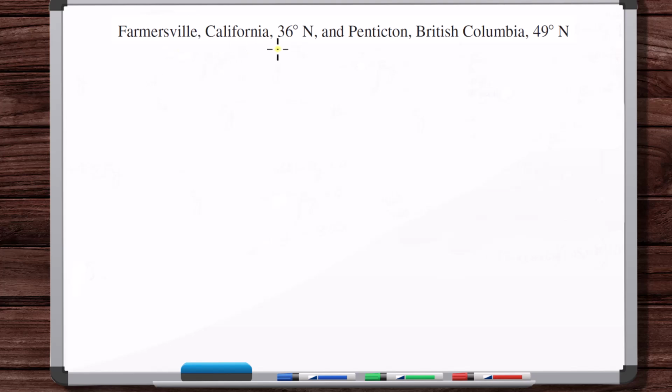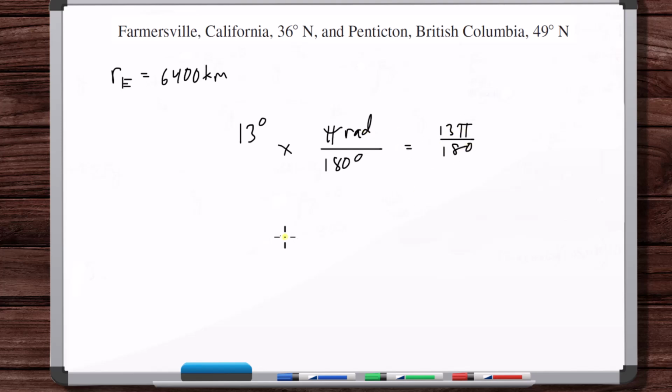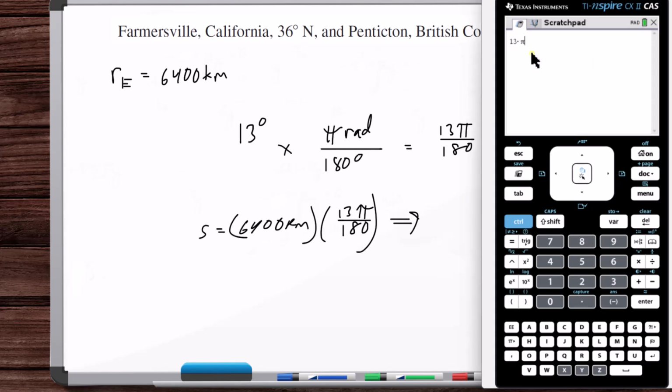Okay, Farmersville, California, which is on the latitude circle 36 degrees north, and Penticton, British Columbia, which is on the latitude circle 49 degrees north. Okay, well, they're 13 degrees apart with respect to the north to south, 13 degrees. So the radius of the Earth, what is 13 degrees in radians? Okay, so the distance between the two cities, about 1,452 kilometers.